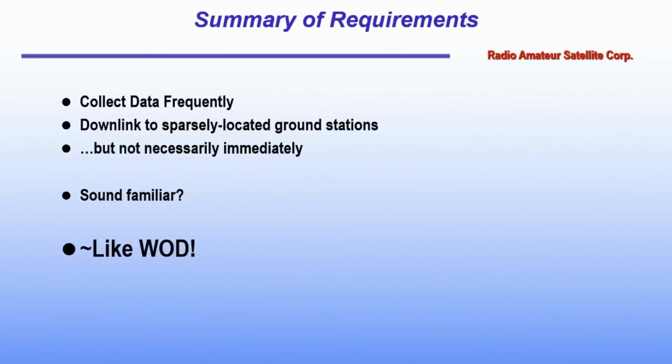So sort of a summary of requirements: we need to collect data frequently. There's a lot of it. We need to downlink it to sparsely loaded ground stations, but not necessarily immediately. Does this sound a little familiar? It's kind of like whole orbit data, isn't it?